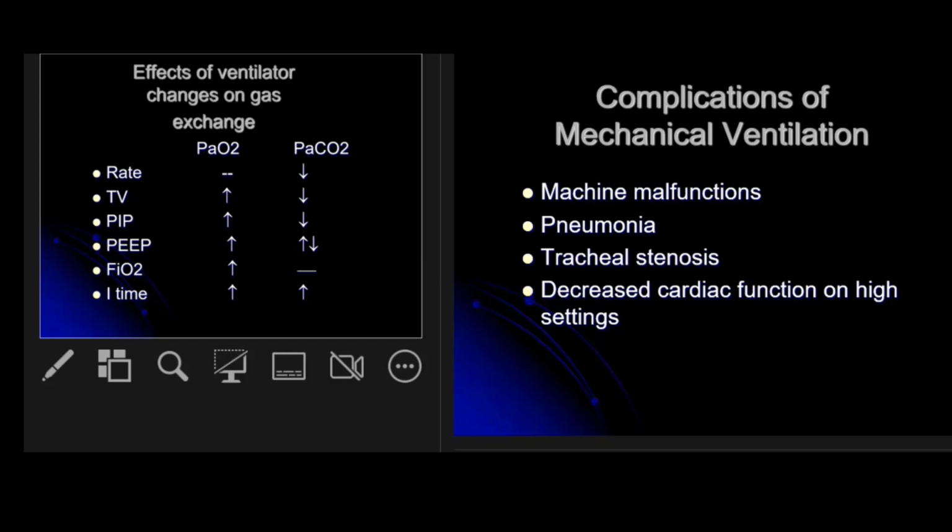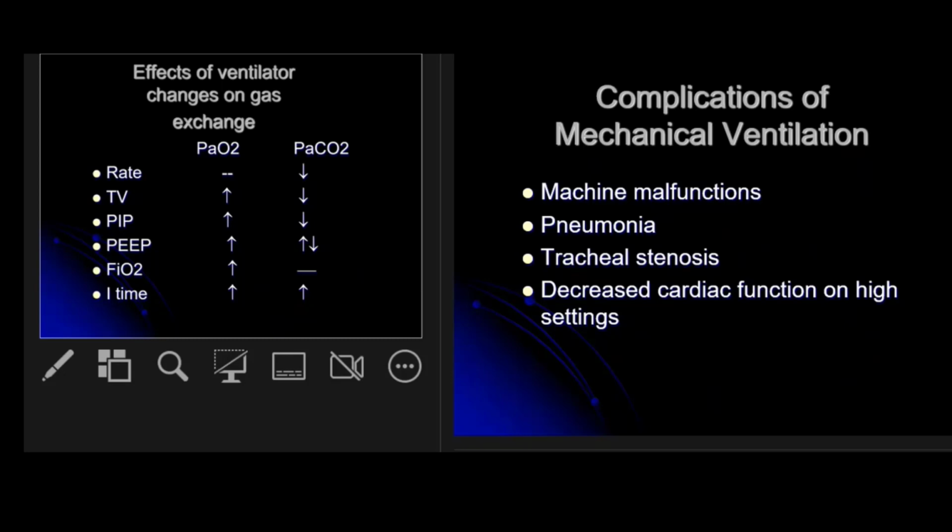If you increase your PIP, you increase your PaO2 because increasing PIP increases the pressure gradient across the alveoli. If you increase your PIP, you're going to decrease your PaCO2. Why is that? Because by increasing PIP, you're increasing your delta P. As long as you don't increase your PEEP, you're creating a bigger change in pressure. Therefore, you increase delta P, you increase delta V.